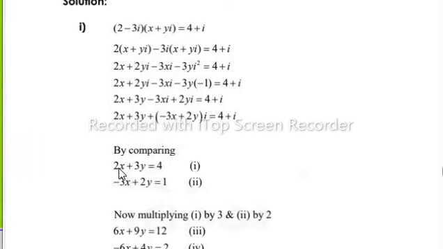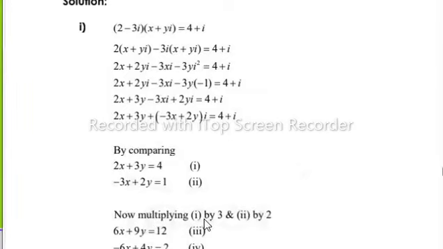That's why by comparing, 2x plus 3y is equal to 4, and we compare minus 3x plus 2y, which is the imaginary part, with 1, because there is only one i. That's why we write minus 3x plus 2y is equal to 1 in this way. So it's the second equation.